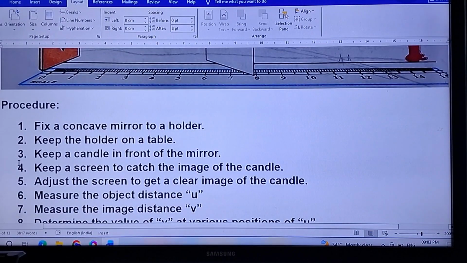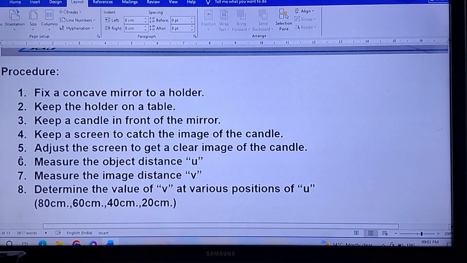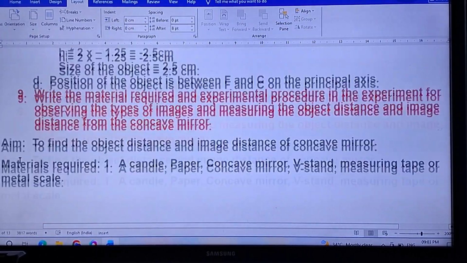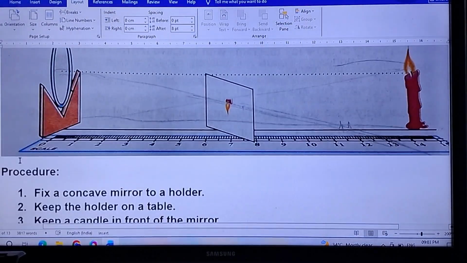So the points are the same. I have not altered anything, children. If you learn that fourth answer, you can write this fifth answer, this ninth answer also.